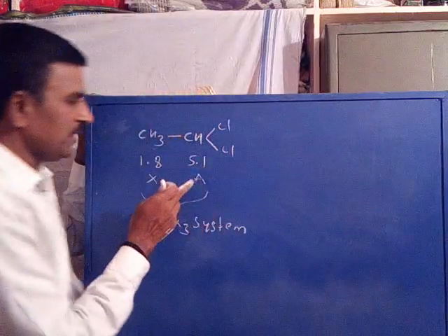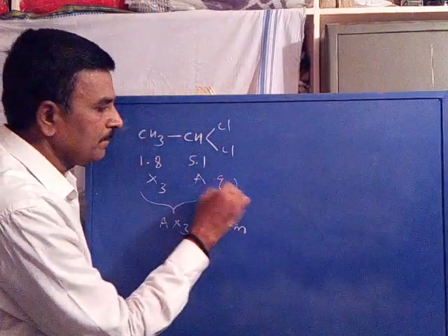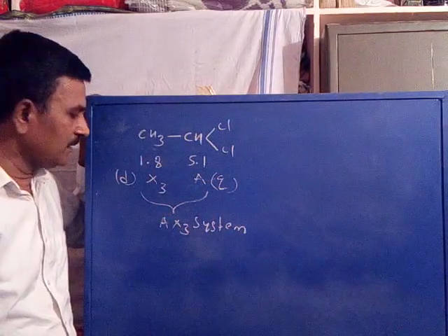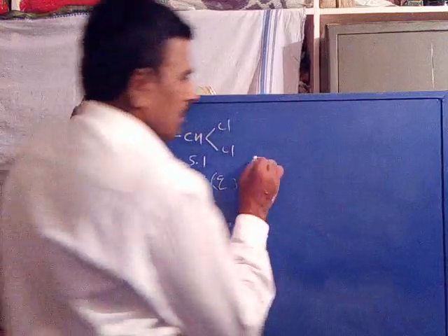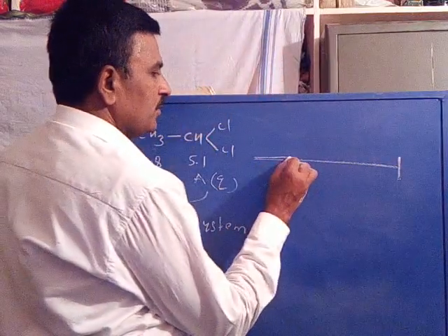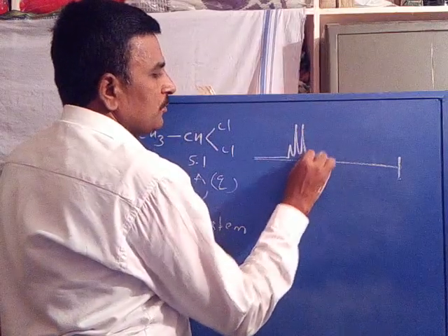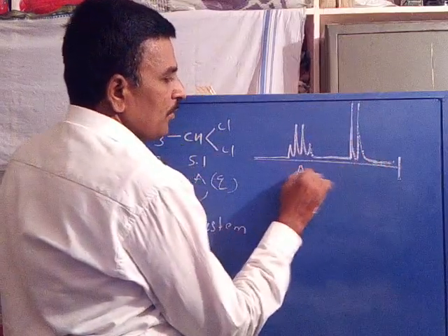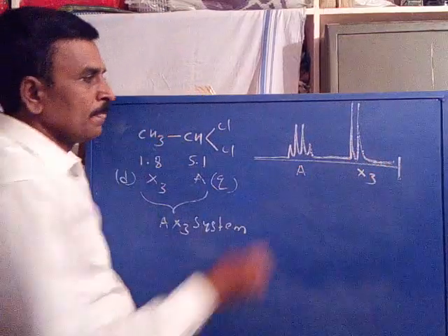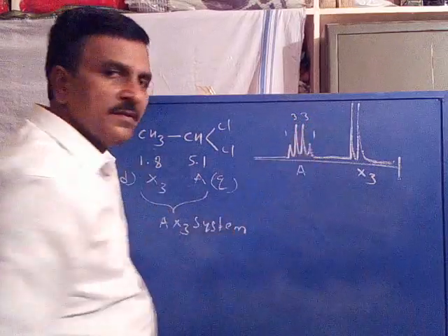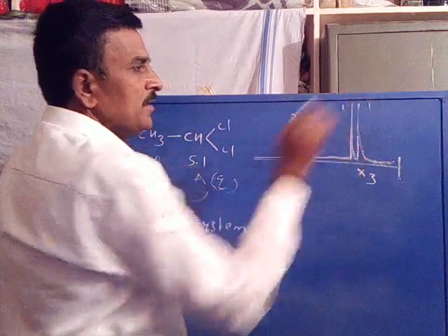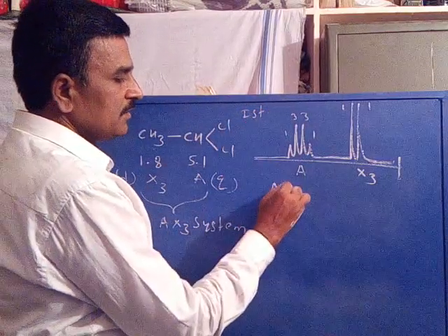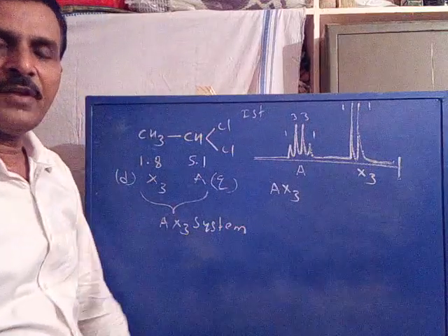Now its spectrum multiplicity: 1 plus 3, a quartet for A, and 1 plus 1, a doublet for X. So the X proton appears as a doublet, the A proton appears as a quartet, similar to previous examples. 1:3:3:1 intensity for the quartet and 1:1 intensity for the doublet, so that it is the first order of the AX3 system.